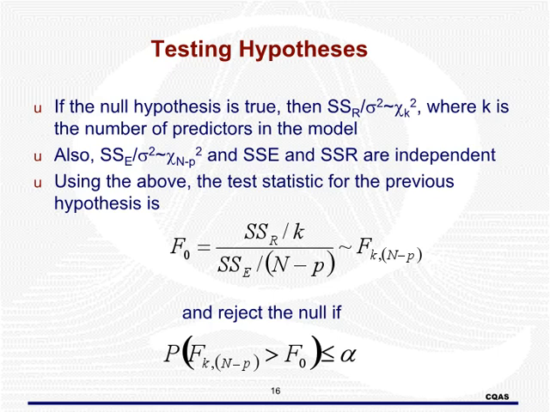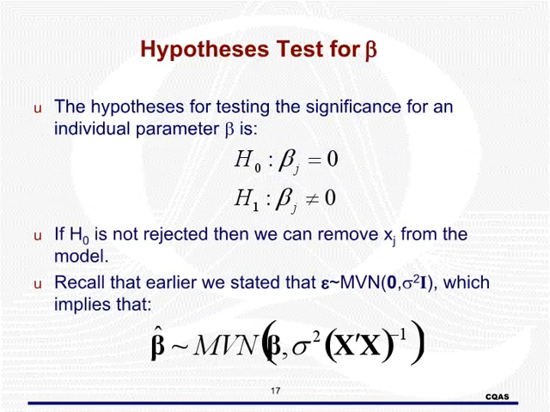So how do we test this? We will do this using an f-test. The test statistic is given on the slide. Recall that in this case k is the number of input variables. Then on the bottom of the slide is how you determine the p-value. Let's look at an example.